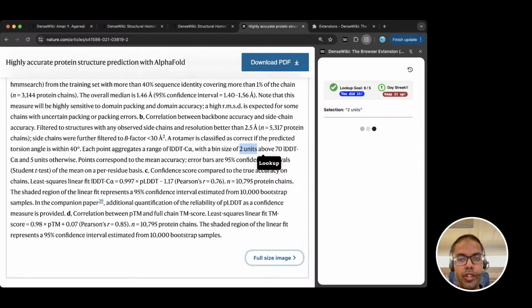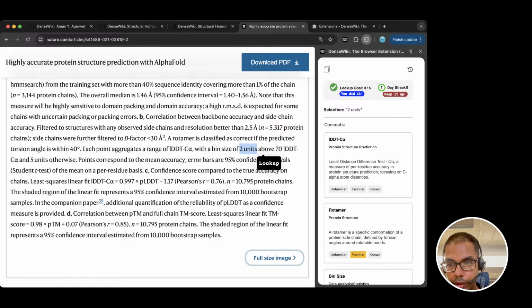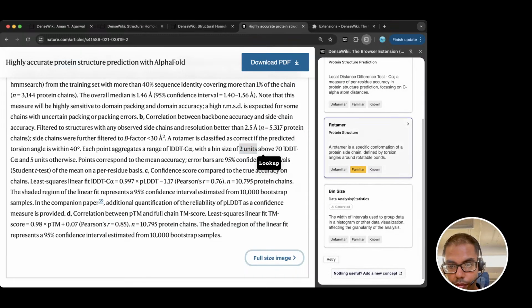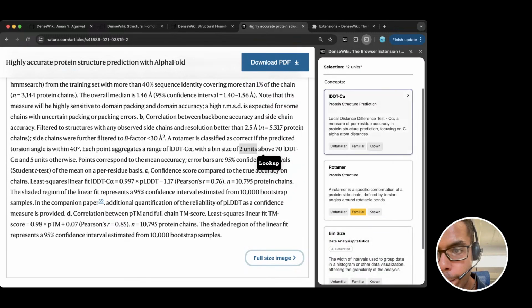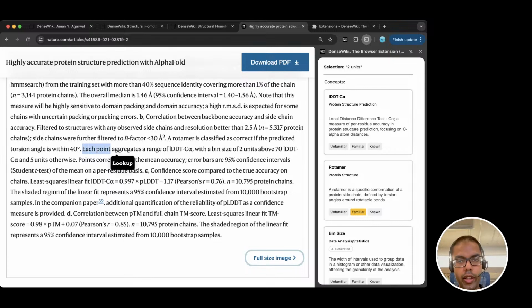I don't know what 2 units mean. What unit is this? Hmm. Okay, I have no idea what this means. Each aggregate point. Maybe I'm just getting too much into the weeds and I'm losing the context. But each point aggregates a range of a rotamer, okay.